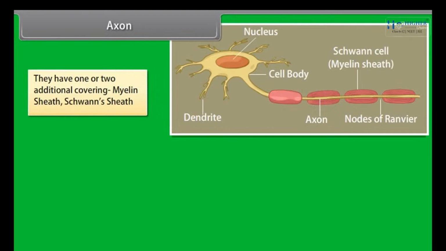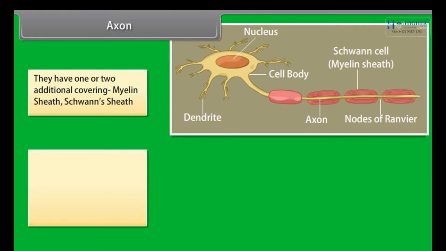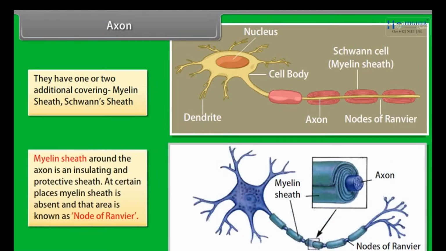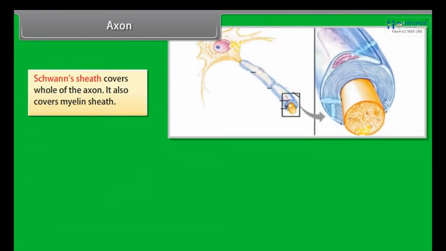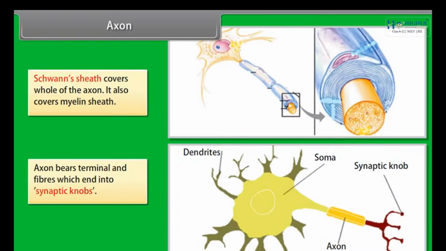They have 1 or 2 additional coverings: myelin sheath and Schwann sheath. Myelin sheath around the axon is an insulating and protective sheath. At certain places, the myelin sheath is absent, and that area is known as node of Ranvier. Schwann sheath covers the whole of the axon. It also covers the myelin sheath. Axon bears terminal fibers which end into synaptic knobs.